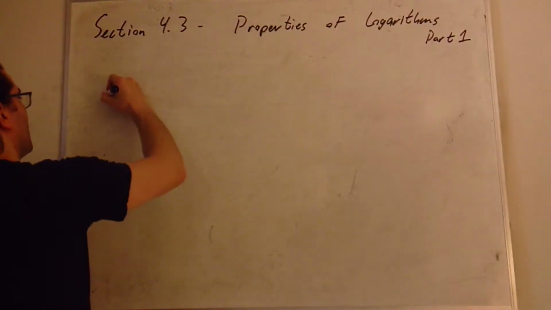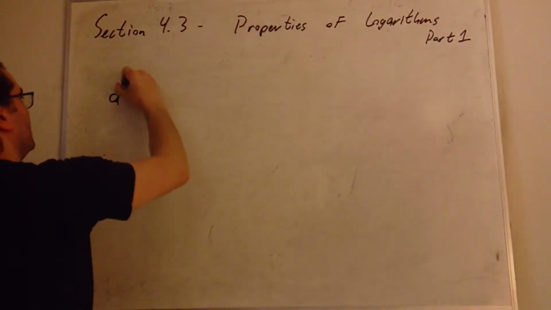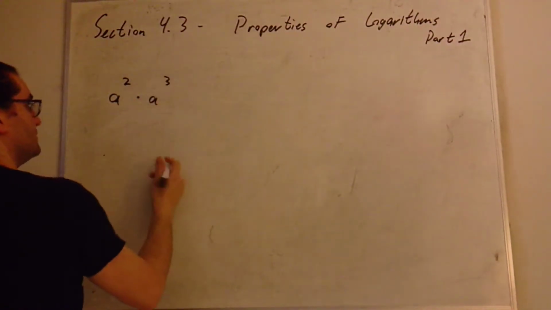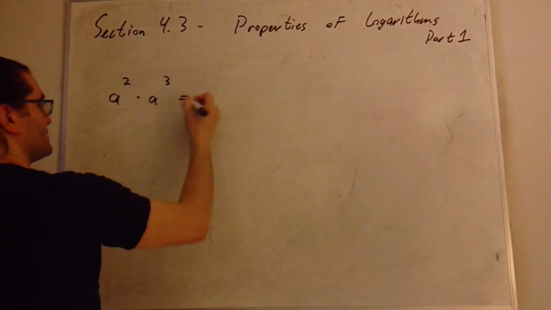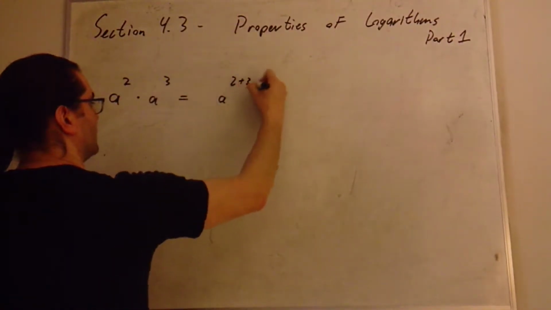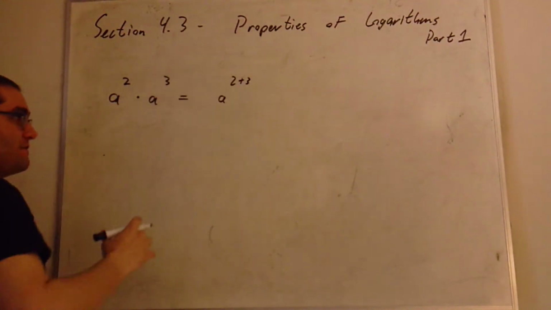First one is about what happens when two exponential expressions are multiplied together. If they have the same base, you can add these things. You get a to the fifth.